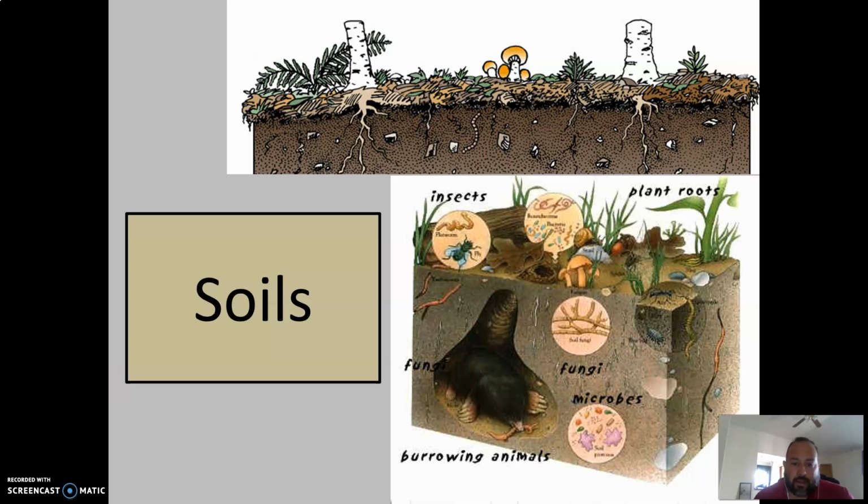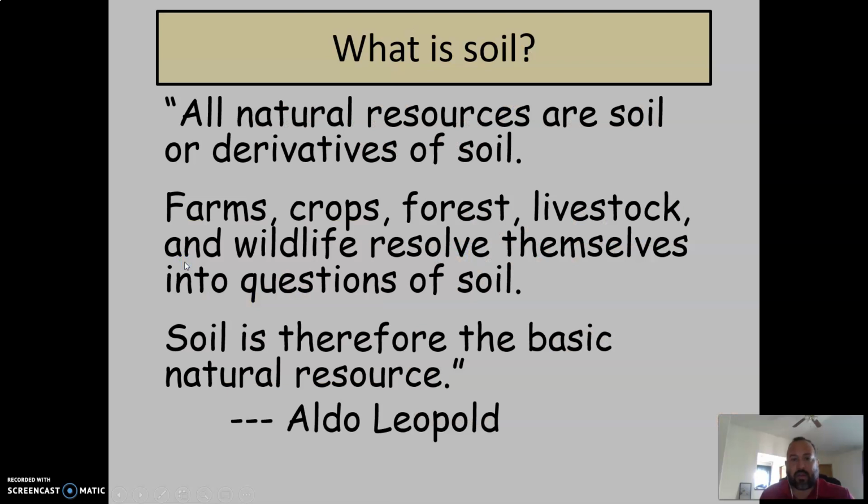So today we're talking about soils and the importance of soils in natural resources. So when we think about soils, one of the people we want to think about is the naturalist Aldo Leopold and kind of how he saw soils.